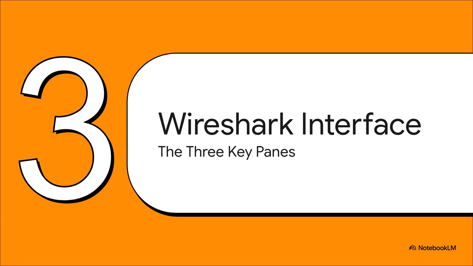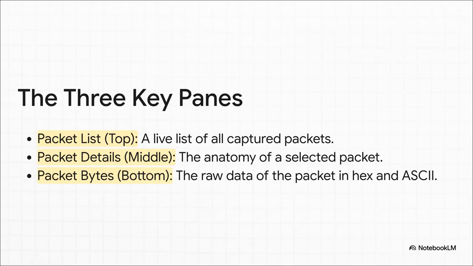Now, the interface can look a little intimidating at first. I get it, but it's really just three main parts. Up top, you've got the packet list. Think of it as a live log of every single packet that's being captured. Now, you click on any one of those, and the middle window, the packet details, it just springs to life. This is the anatomy of that packet, all broken down. And then at the very bottom, you have the packet bytes window. That's the raw data itself. That's what the computer actually sees.